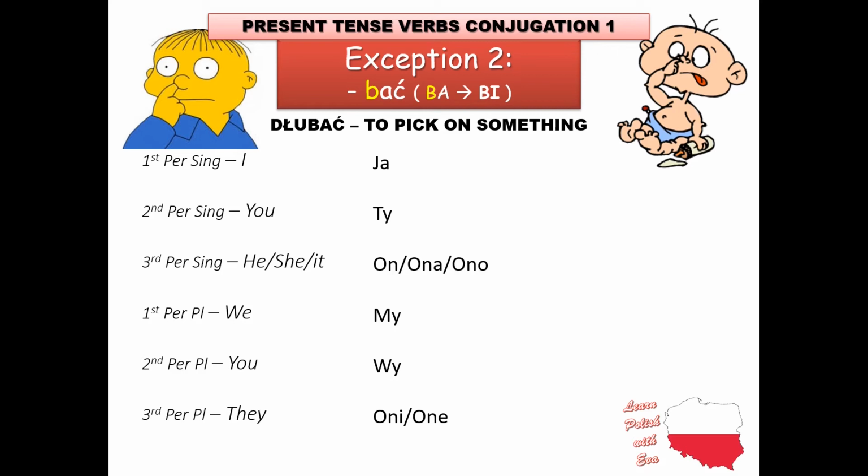Just to bear that in mind. And we do the same thing. We take off the letter chi of the infinitive. We are left with DŁUBAĆ, and we change the ba part to bi. And the final verb looks like this after we add the adequate verb endings.